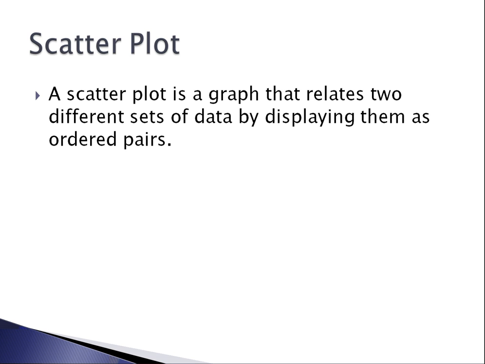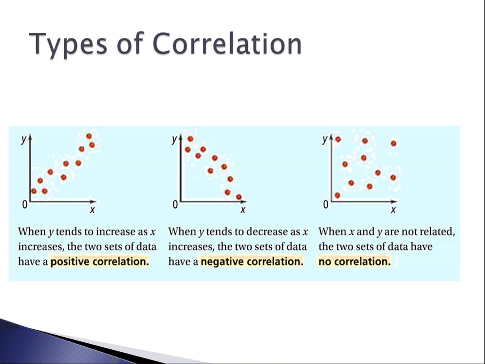First, let's review a little bit about a scatter plot. A scatter plot is a graph that relates two different sets of data by displaying them as ordered pairs. In this section, we're also going to introduce the term correlation. Correlation refers to how strong of a relationship two sets of data have.